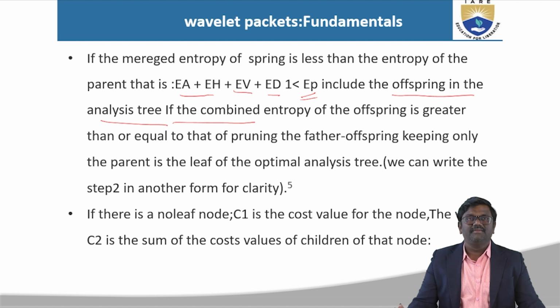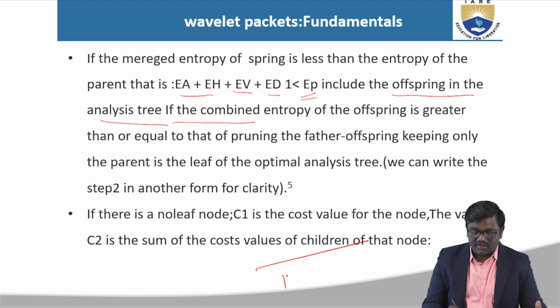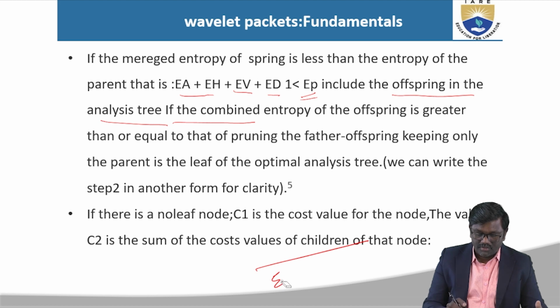So you can write this as step 2 in another form for clarity. If there is a non-leaf node, we consider C1 as the cost value for the node, and the value C2 is the sum of the cost values of the children of that node, in terms of entropy. How do we represent entropy? E suffix P.